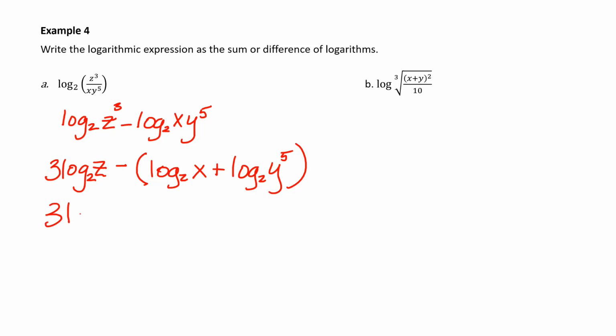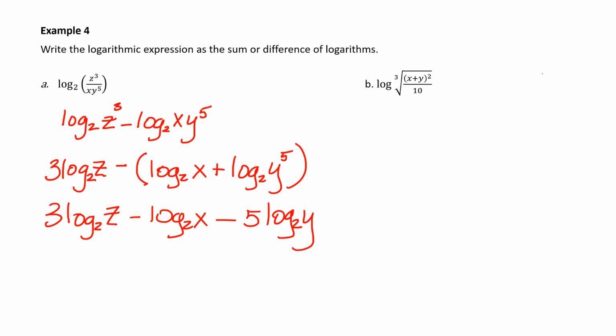Now, I'm going to distribute that minus sign and bring down that exponent in that last log. So 3 log base 2 of z minus log base 2 of x minus log base 2 of y to the fifth, but I'm going to bring that 5 down in front because of that last property that we talked about, where you can bring that exponent down in front and it will be multiplied by the log. So this is what your log would look like.